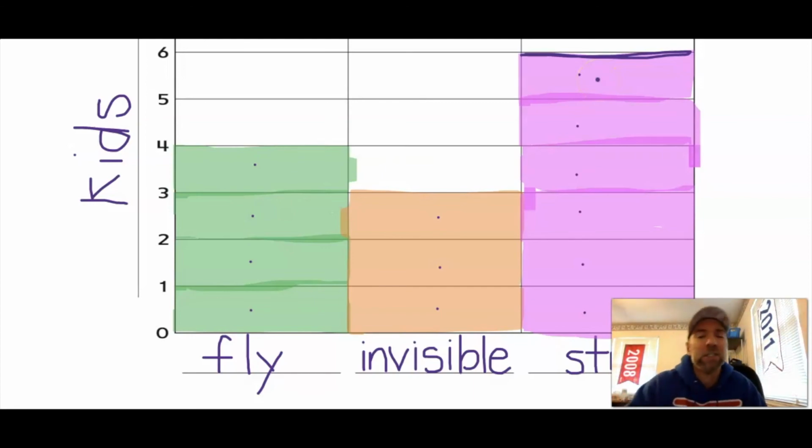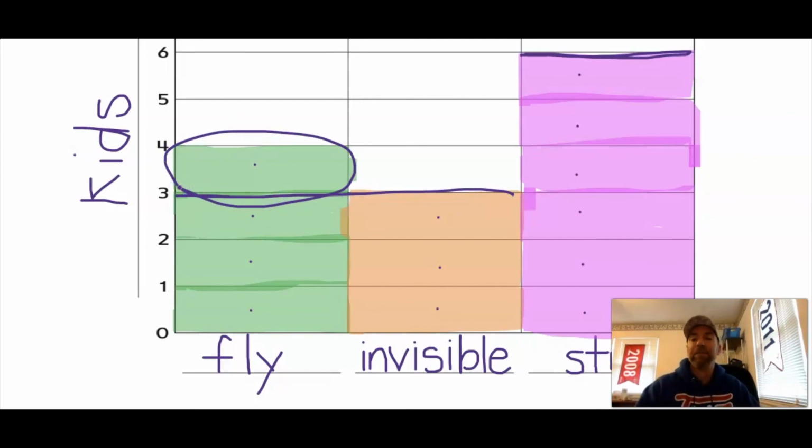And the other big question is, how many more? How many more means we have to look at 2 of our bars. How many more students voted to fly than to be invisible? Well, that's like saying, how much taller is our fly bar? Look at that. 1 more student voted to fly instead of to be invisible. Sometimes that can be a little bit tricky, but we just want to see how much taller our fly votes were than the invisible votes.